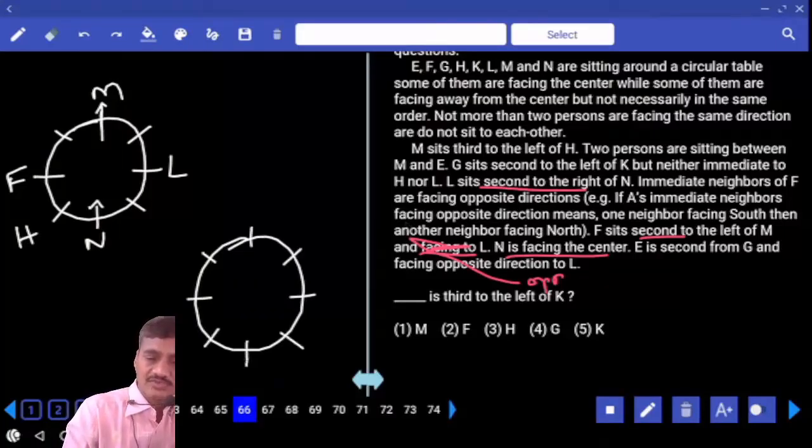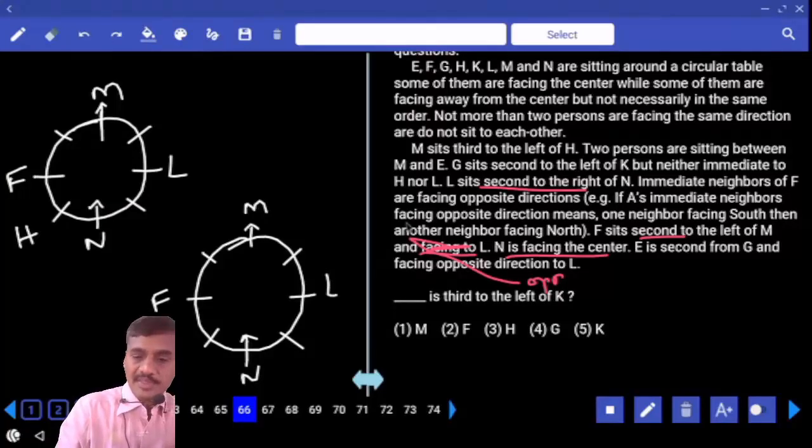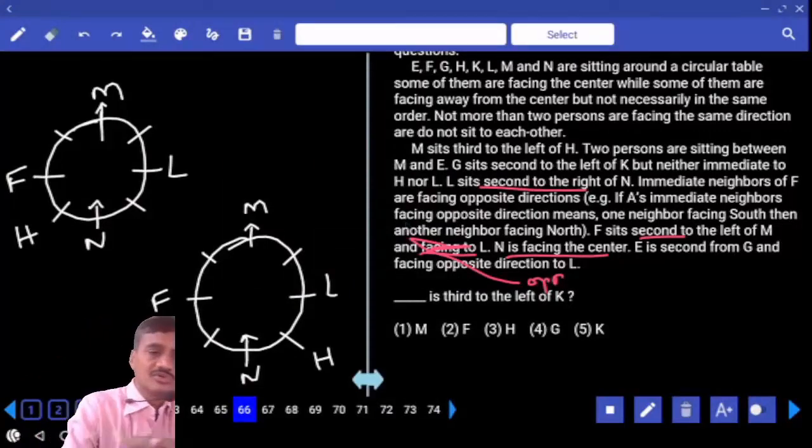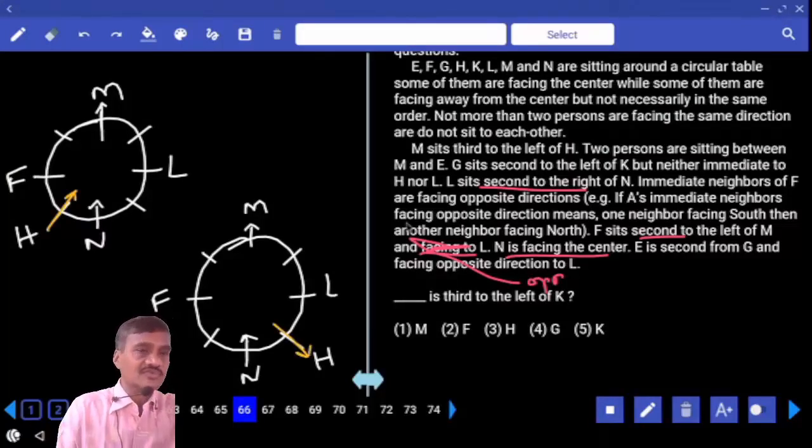Now in this one, N is facing towards the center. And next one, F is here. M is away from the center and L is here, and at the same time H is at this place. These are the two possibilities. M is third to the left of H, it did not say anything else, so H is facing towards the center. Hence this M is third to the left of H, H is away from the center.